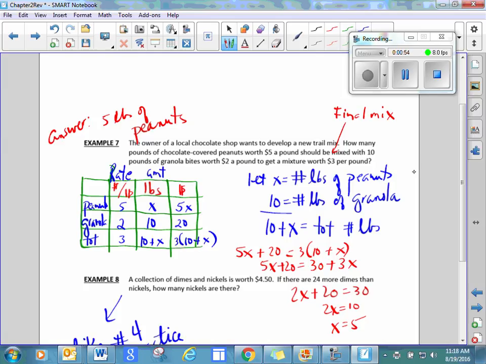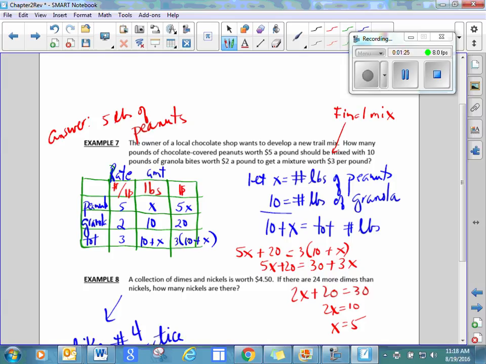This guy's trying to develop a new trail mix. He's going to put some chocolate covered peanuts in there, and he wants to add some granola bites, and he gives you the price of each one of those individually, and his total mixture that he ends up with, he wants to price at $3 per pound. So the question is, he's going to use 10 pounds of granola. He wants to know how many pounds of chocolate covered peanuts at $5 a pound should he put in there to get a $3 per pound mixture.